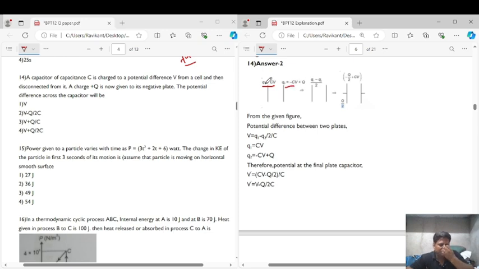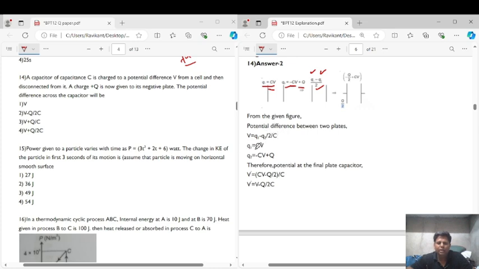So if a positive charge Q has been given to it, then the new charges on the plates will be: on the positive plate it will be CV, and on the negative plate it will be minus CV plus Q, right? So this implies that the potential difference between the two plates will be the charge divided by the capacitance. The effective charge will be Q1 minus Q2 upon 2, that is the charge on the positive plate minus the charge on the negative plate upon 2. So V equals Q1 minus Q2 upon 2C.